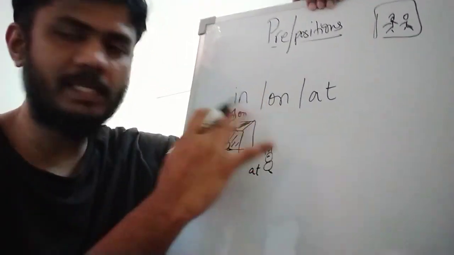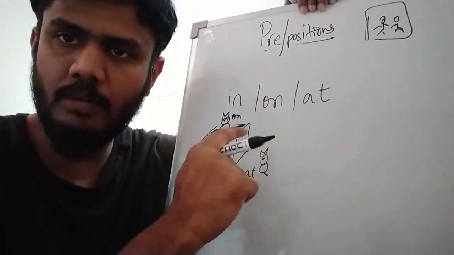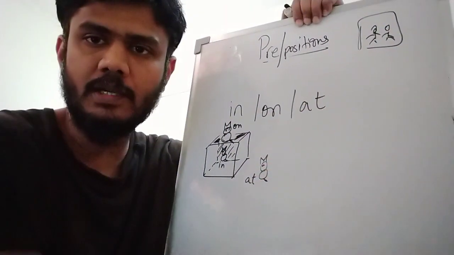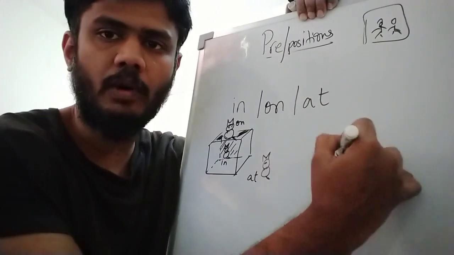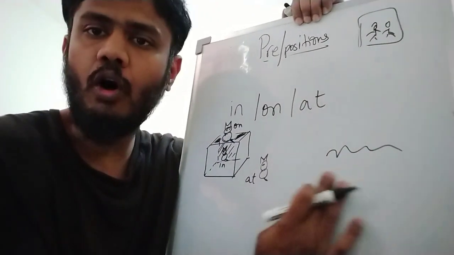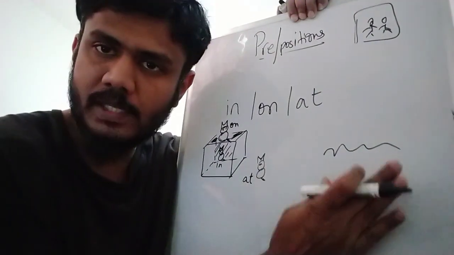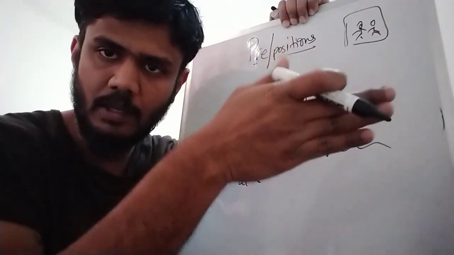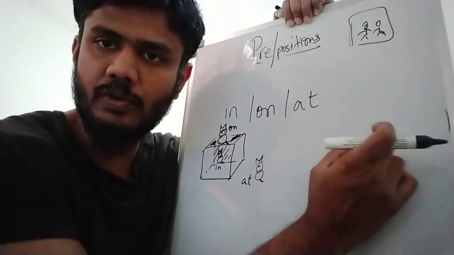Okay. Now let's first understand on. Right. On basically means on the surface. So it doesn't have to be a horizontal surface. It can also be a vertical surface. Right. So for example, what am I doing now? I'm scribbling on the board because it's on the surface. So the surface can either be flat like this or it can be vertical. But as long as it's touching the surface, you can say on.